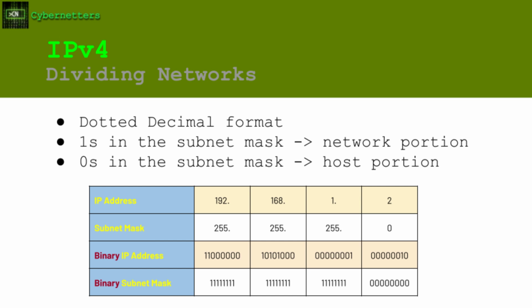As you can see in the 255.255.255.0 subnet mask, the first 3 octets, which is the first 24 bits of the subnet mask, are all ones in binary, which means the first 3 octets of the IP address belong to the network, and the last octet, which is the host portion, is zeros, meaning it's used for devices within the network.